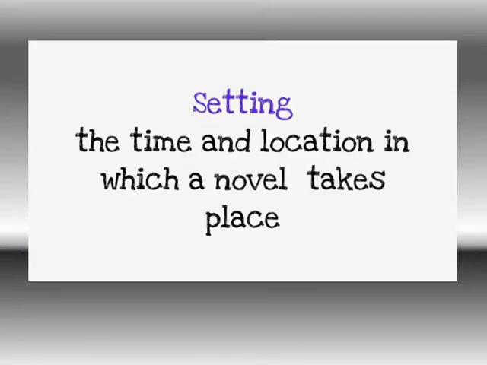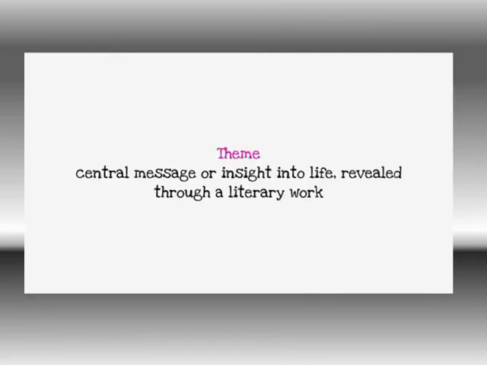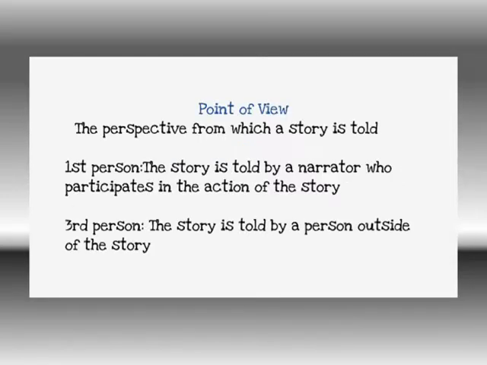Like a short story, a novel has a setting, which refers to the time and place. A novel might have several settings, each contributing to the plot in some way or another. The central message or insight into life is the theme. It can be stated directly or indirectly. "Love conquers all" is an example of a universal theme.